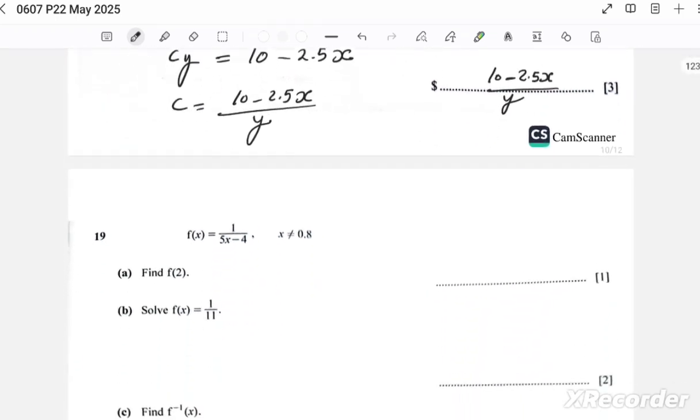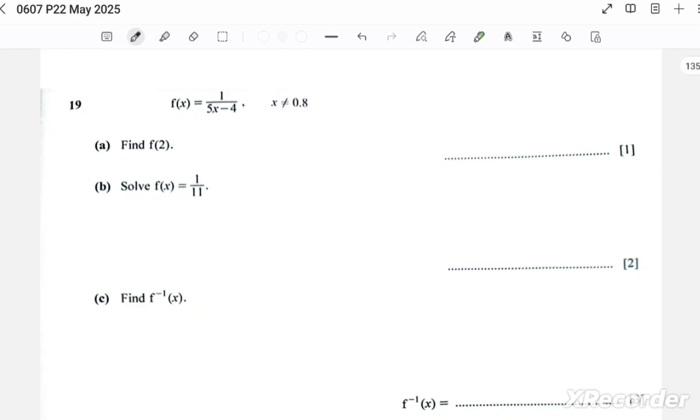Next one is about functions. Find f of 2. So f of 2, substitute by 2. So 1 over 5 times 2 minus 4. So it's like 10 minus 4, which is 6, like 1 over 6.